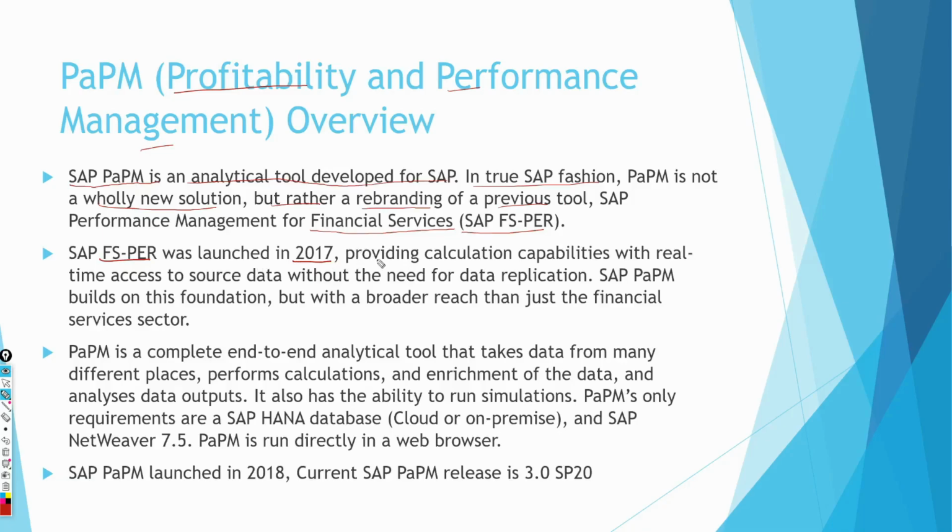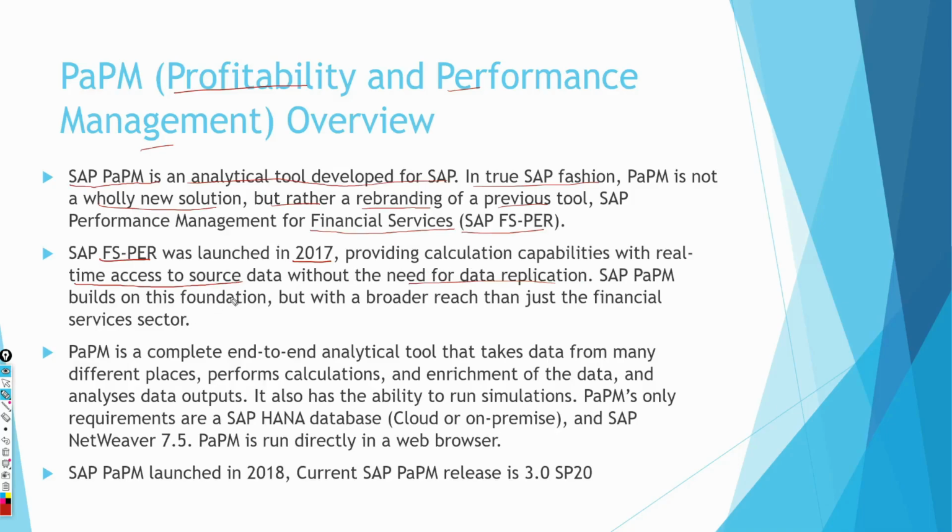What is the main capability? Providing calculation capability with real-time data access to the source without the need for data replication. This was the main capability of FSPM: when it reads data from, let's say, ACDOCA, it does not copy the data from ACDOCA into PAPM. Instead, it reads it in real time without any data replication.